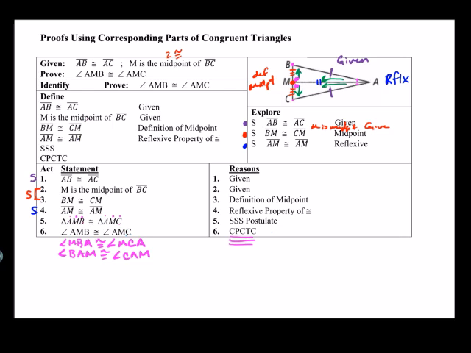And make sure that you are defining and exploring and labeling your diagram, because that is going to make everything so much easier. And don't forget, geometry is easier in color. I hope that you enjoy doing proofs using the side-side-side postulate.